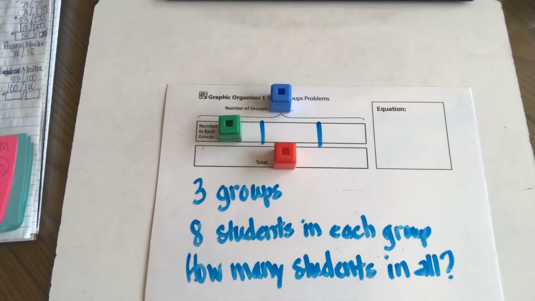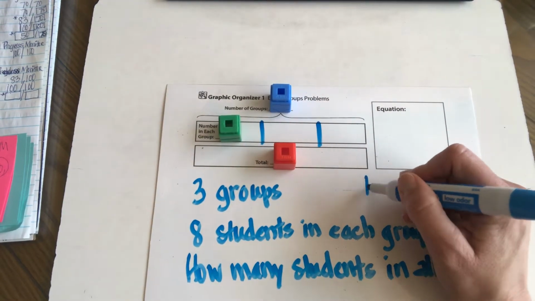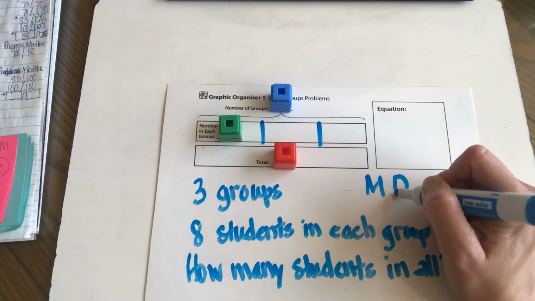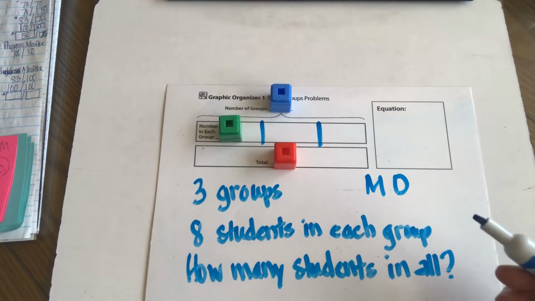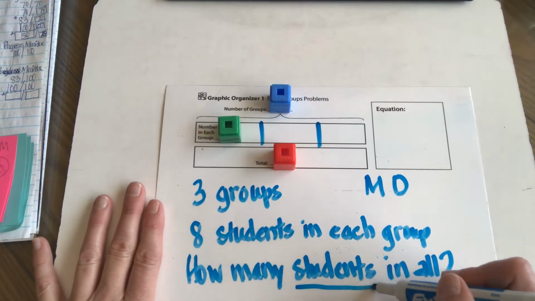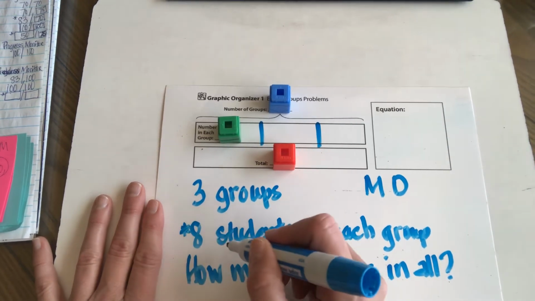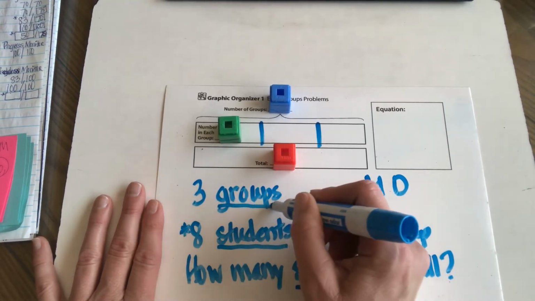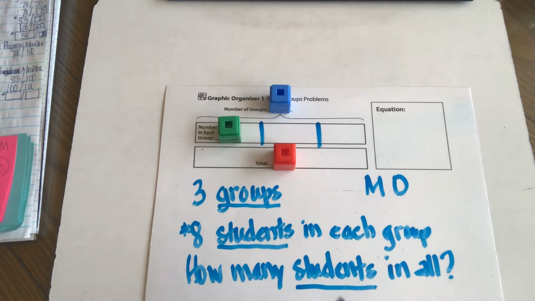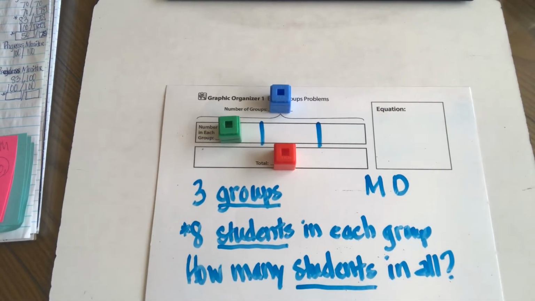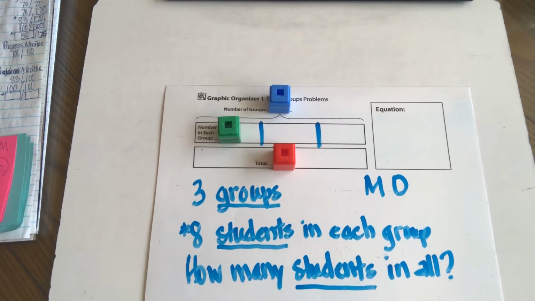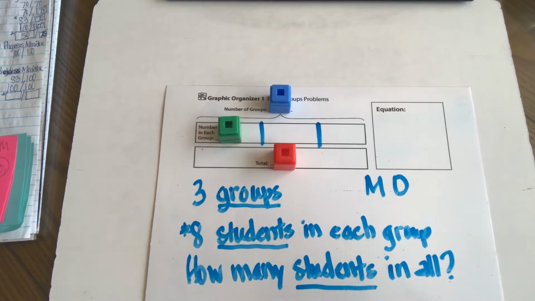So I've got groups and students, and I'm looking for students. So definitely either multiply or divide. And because my question is asking for students, I'm going to put a little star by the 8 because that's also talking about students. If there are 3 groups with 8 in each group, are there more than 8 students in all or less than 8 students in all?